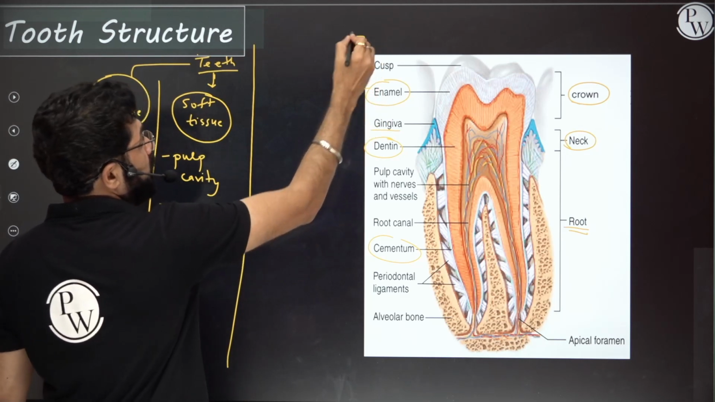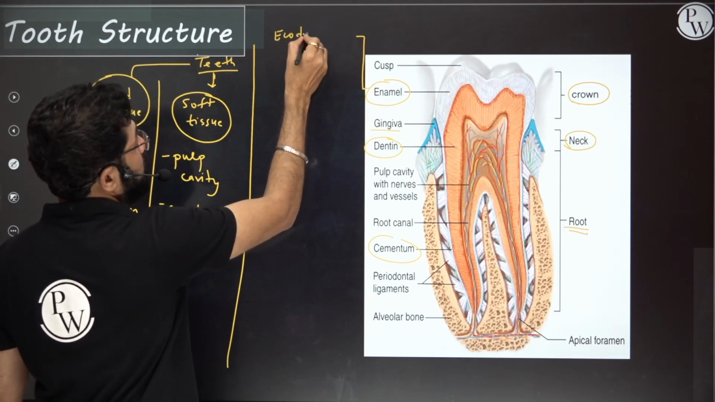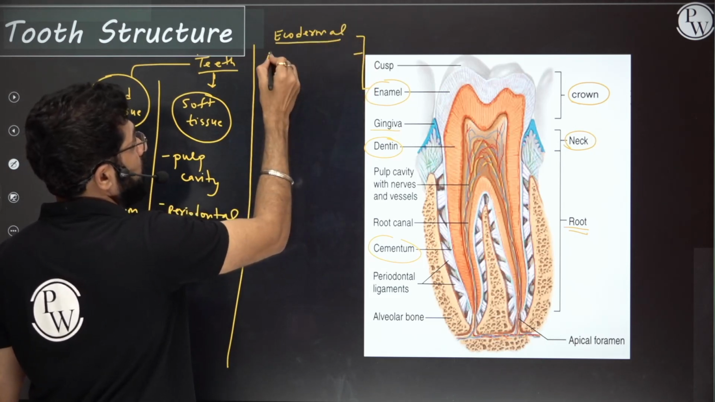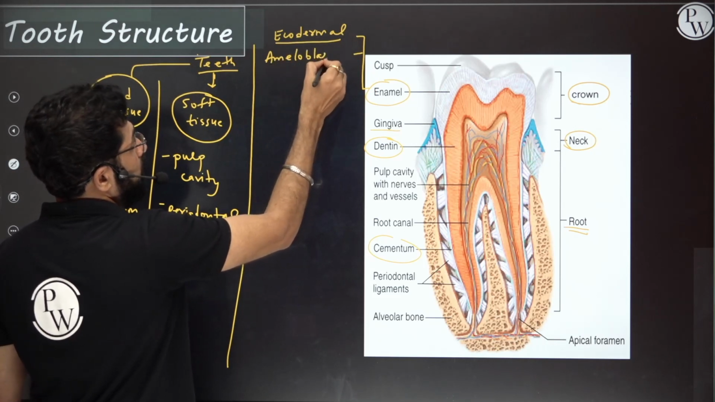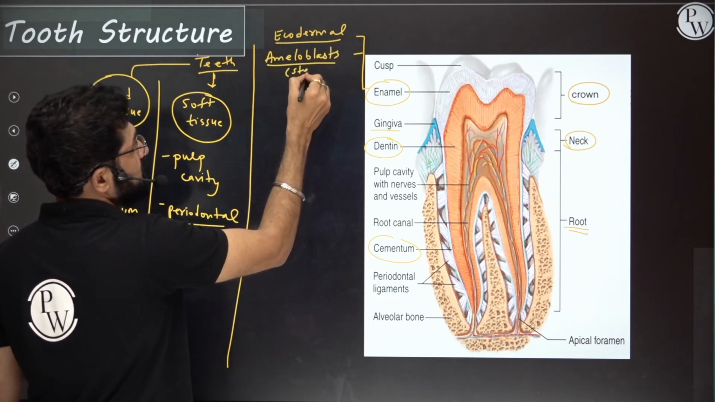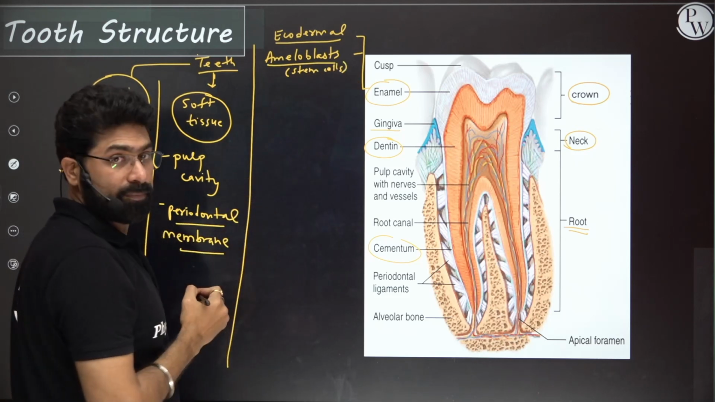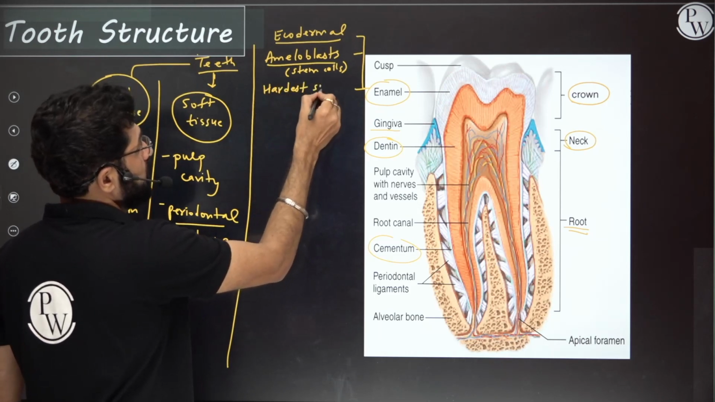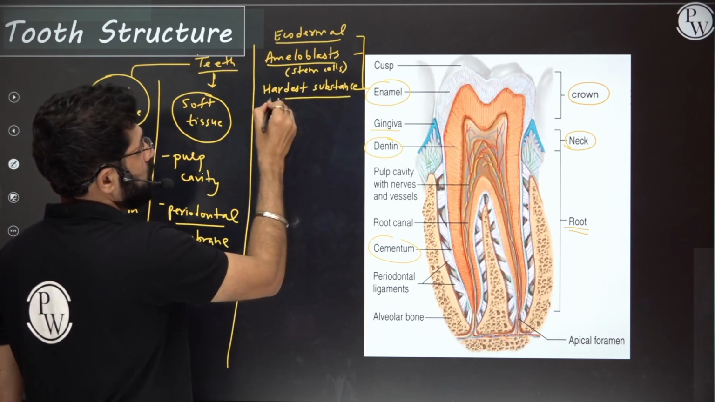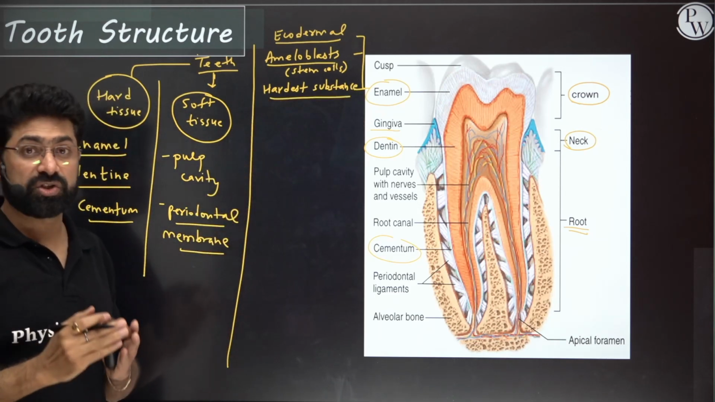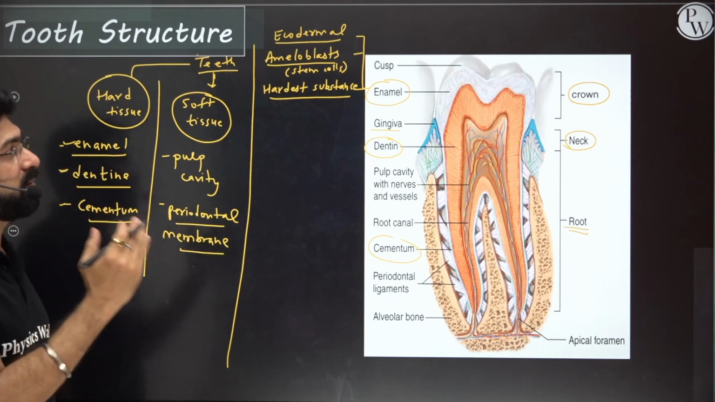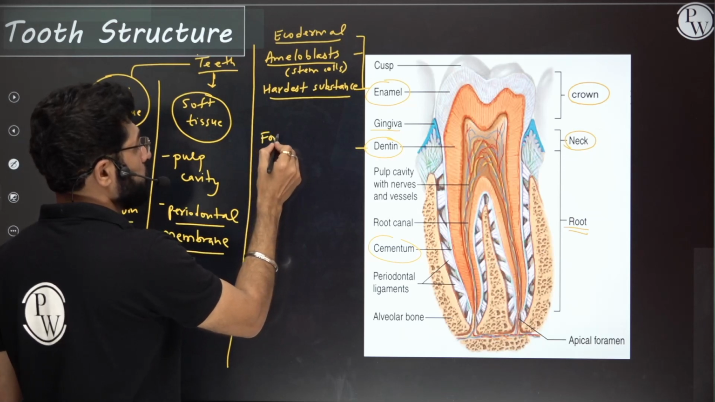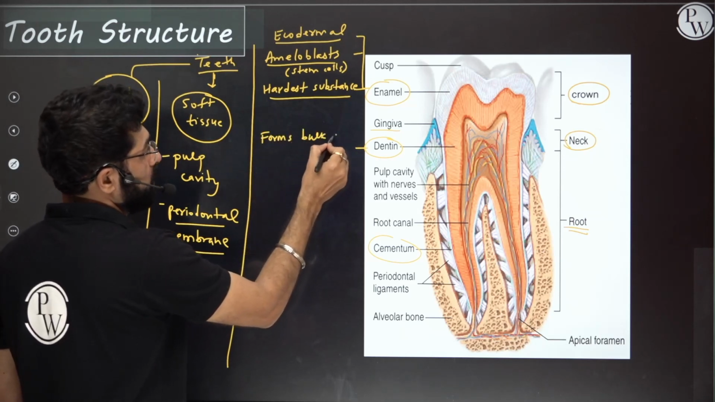Enamel. Enamel is ectodermal in origin. It arises from the cells called ameloblasts. Enamel is the hardest substance in the body. It contains hydroxyapatite salts and it is harder than the bone also. Clear? Dentine. Dentine forms the bulk of the tooth.